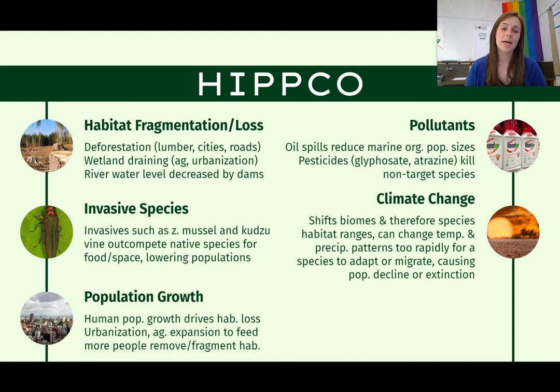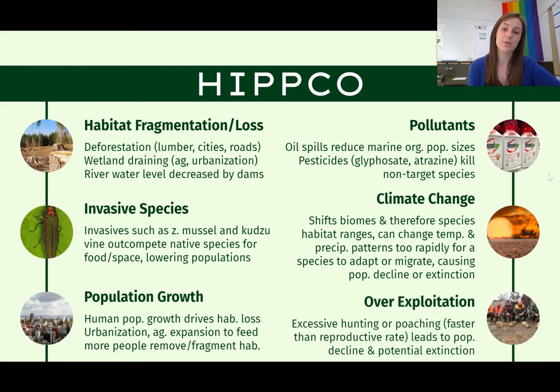Also, climate change. As climate change occurs, this is going to shift biomes, and therefore it's going to shift species' habitat ranges. It can change the temperatures and the precipitation patterns, and this can all happen way too rapidly for species to migrate or to adapt through natural selection, which ultimately is going to cause population declines or even total extinction of these species. And then our last one, the O, stands for overexploitation. This is when humans do things like excessive hunting or even poaching, which is illegal hunting. We are hunting them at faster rates than their reproduction can recover, which is going to lead to population decline and, again, potential extinction.